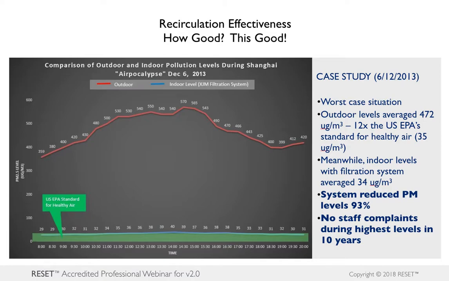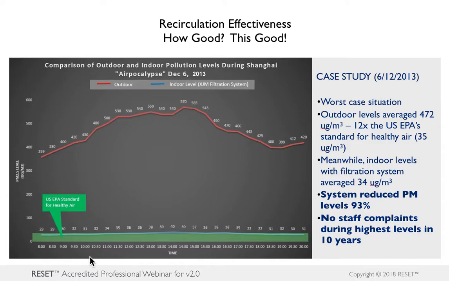This is when the outdoor levels of particulate rose to nearly 600. You can see this by the red line at the top of this graph. These were numbers that many had never seen before, and the average over that course of time was 472 micrograms. It's just a staggering amount. It's 12 times over what the US EPA deems to be healthy limits, which is the green bar that you see across the bottom. So again, this is one of the first air apocalypses to hit Shanghai.